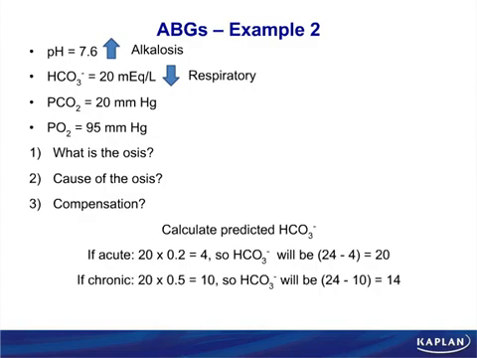All right, if it were chronic, let's just do a practice calculation. 20 times 0.5 is 10, so bicarb will be around 14. Technically, the lower limit for bicarb is 15, but we utilize 14 just for illustrative purposes. But really, bicarb won't get below 15. So, final answer here is an acute respiratory alkalosis.